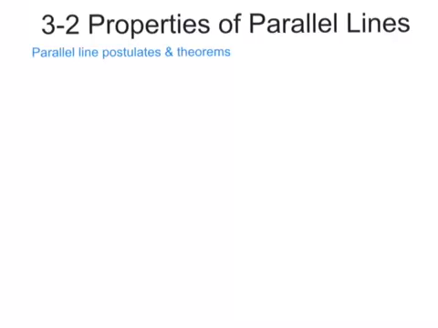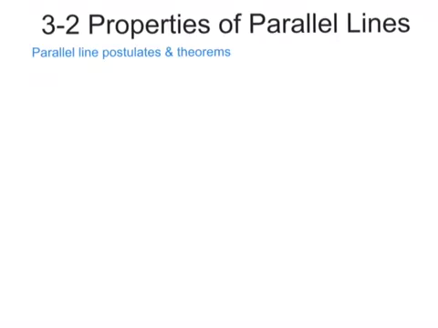Definitions of the angle pairs that we're going to be talking about. 3-2, however, is talking about the properties of parallel lines. So we're really only going to be interested in transversals when a transversal is cutting parallel lines. And so 3-2 is going to talk about the properties that occur with our angles when we have parallel lines and a transversal.